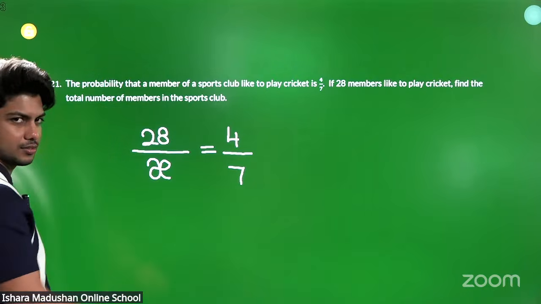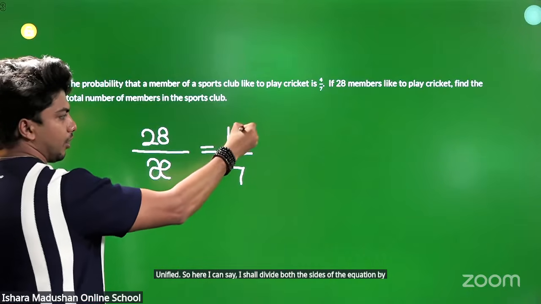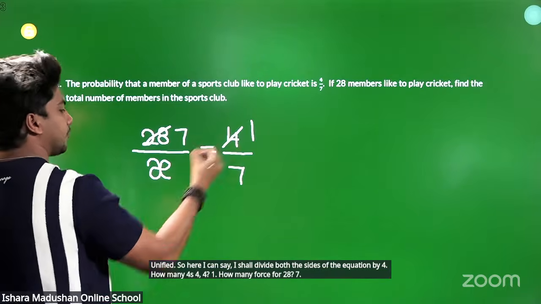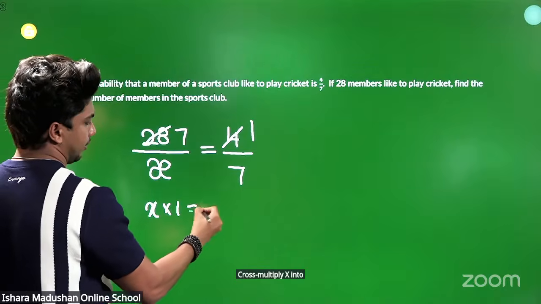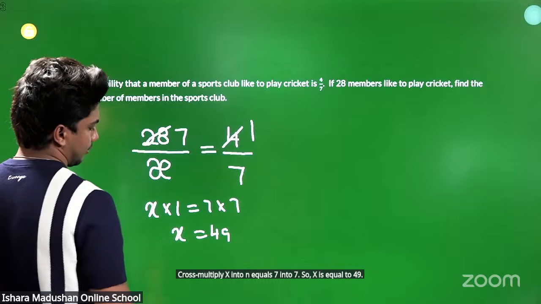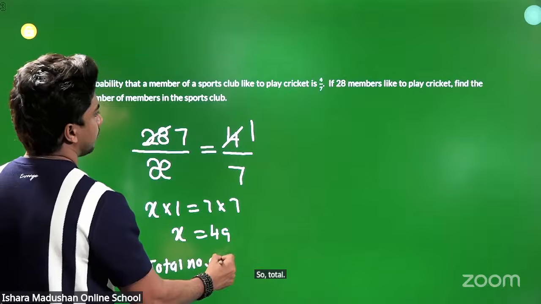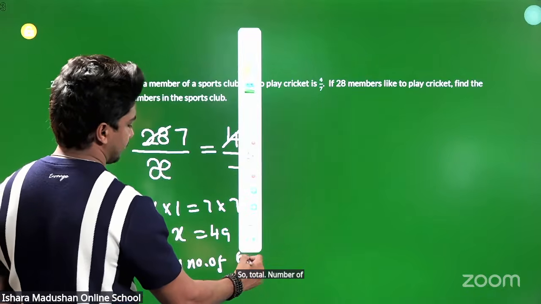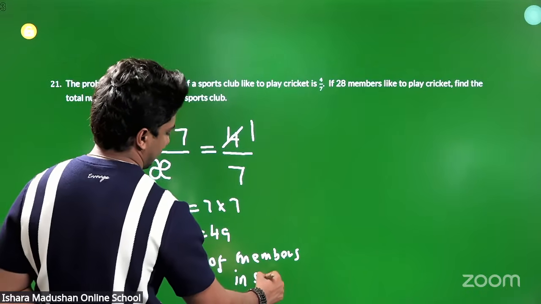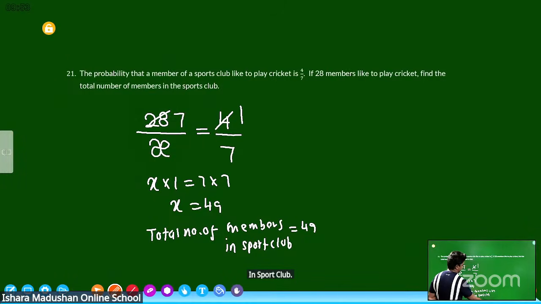You need to find x. So I shall divide both sides of the equation by 4. How many 4s in 4? 1. How many 4s in 28? 7. Cross multiply: x into 1 equals 7 into 7. So x is equal to 49. So the total number of members in the sport club is 49.